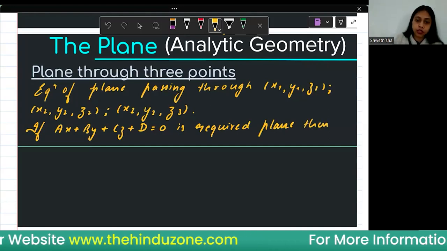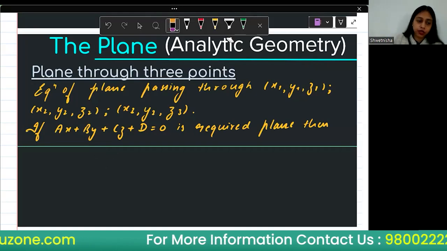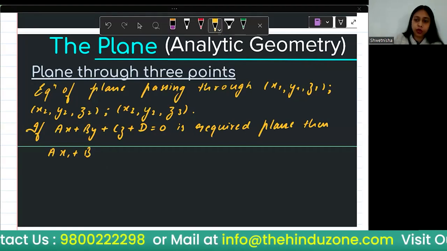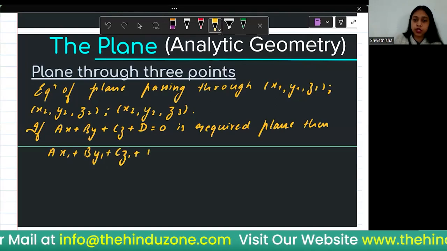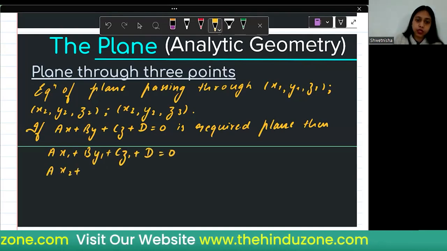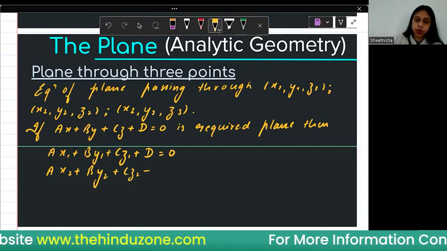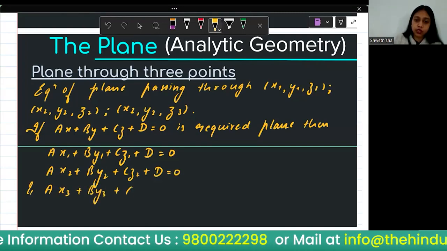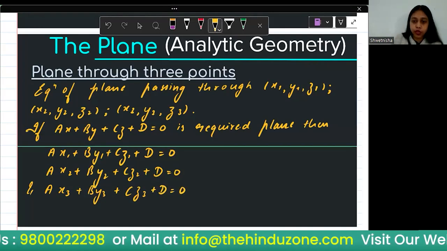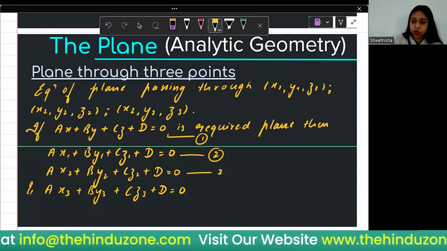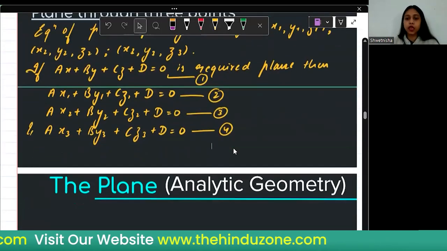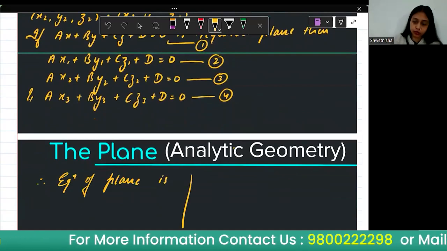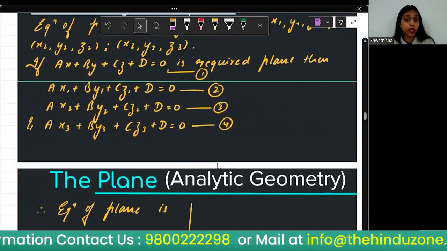Then first, AX1 plus BY1 plus CZ1 plus D is equal to 0. AX2 plus BY2 plus CZ2 plus D is equal to 0, and AX3 plus BY3 plus CZ3 plus D is equal to 0. This is 1, 2, 3, 4. Therefore, I can find out the equation of the plane using these 4 equations.